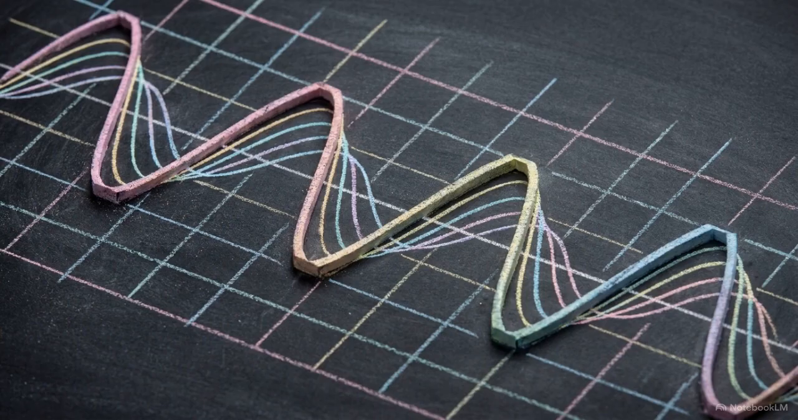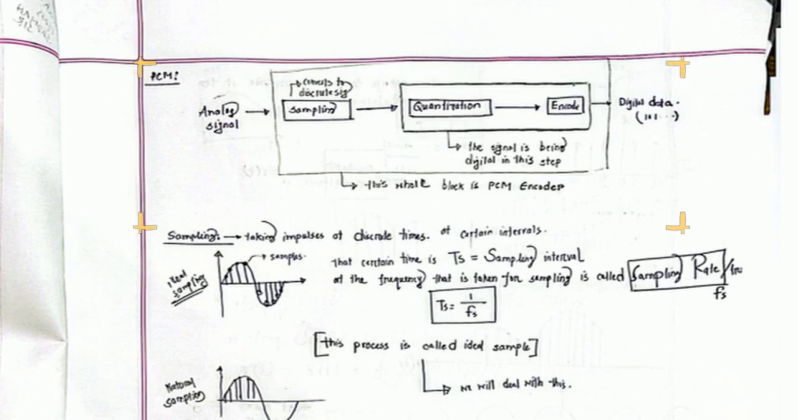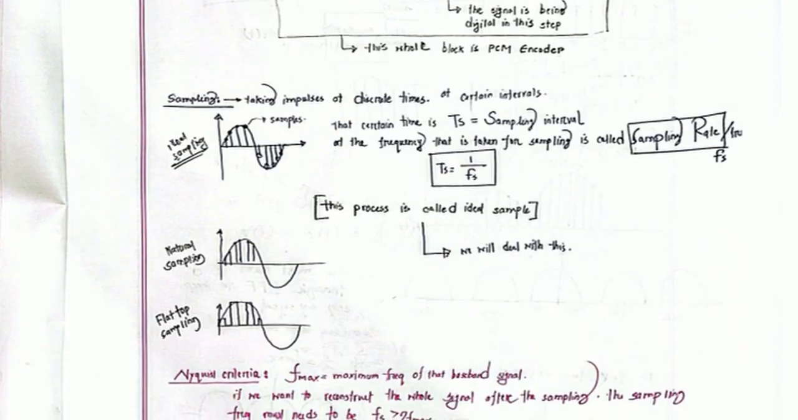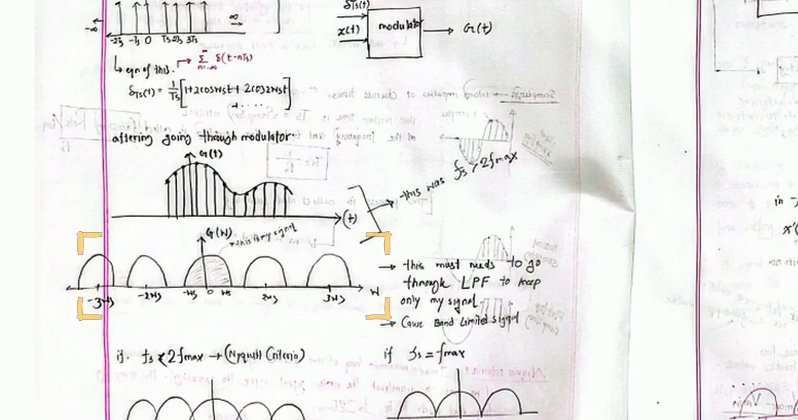The standard method for this is pulse code modulation, or PCM. Looking at this PCM encoder block diagram and the ideal sampling waveforms below it, we see the first critical phase, taking discrete samples of the continuous wave at specific time intervals. This chart defines the boundary of sampling.